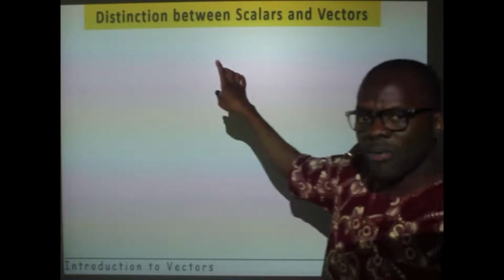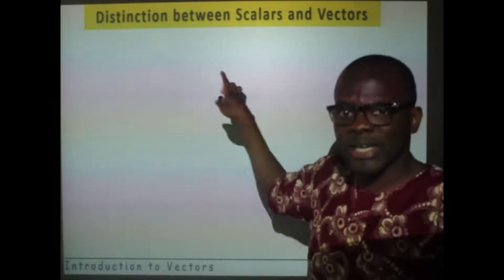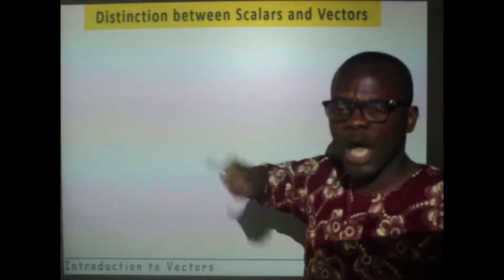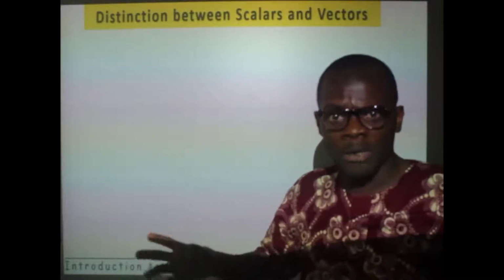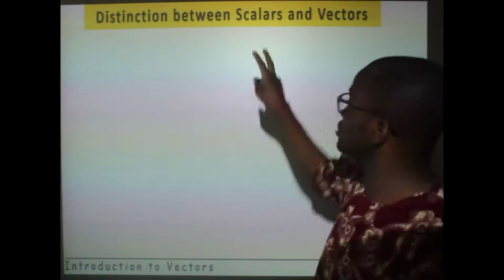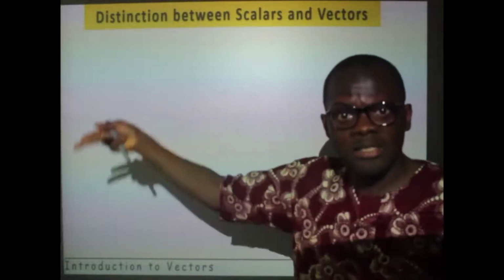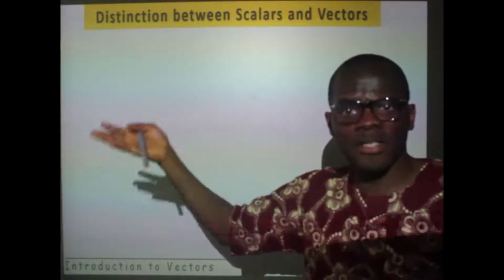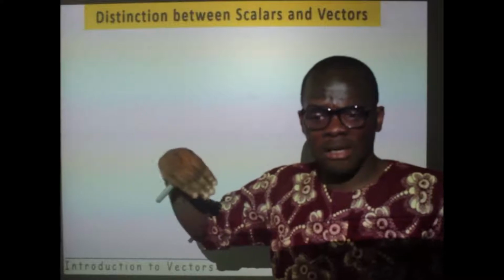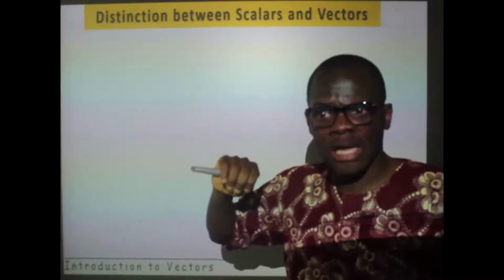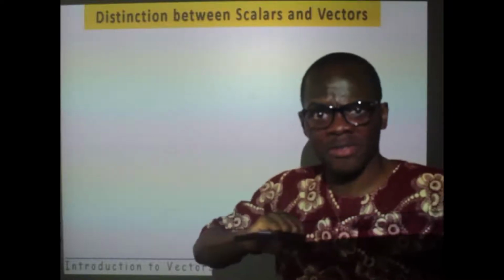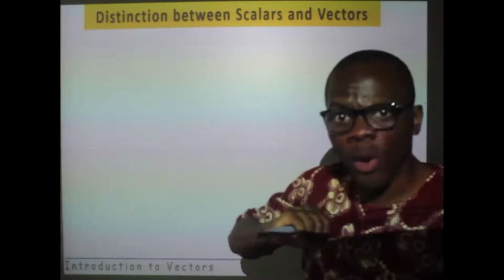Okay, now we want to see how we can distinguish between scalars and vectors, because quantities in general can be categorized into two, scalars and vectors. So let's see what we mean by a scalar quantity and a vector quantity, and what the distinction or the difference is between the two quantities.